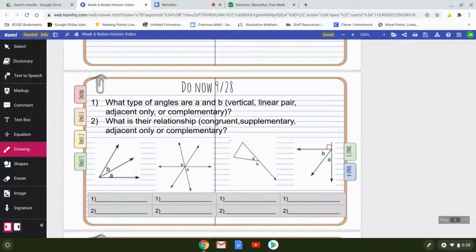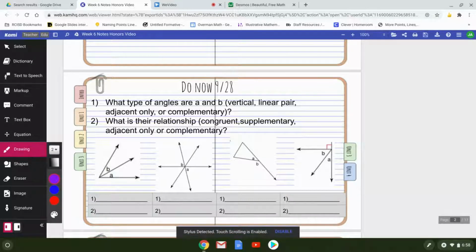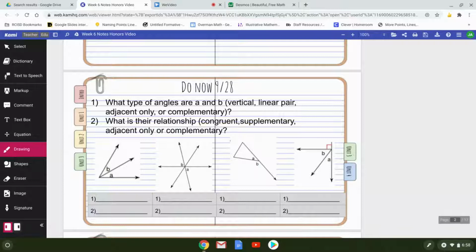Okay, on your do now, I asked you to figure out what type of angle A and B were, and then I wanted to know what their relationship was. Well, on this picture, A and B, we don't know if we have a bisector. We don't know the overall total of the two angles. So these are just going to be adjacent only.